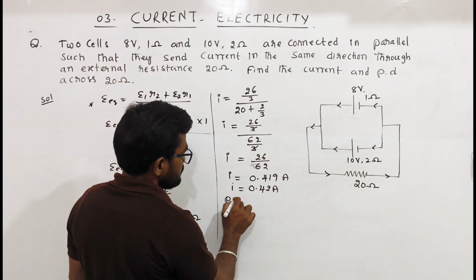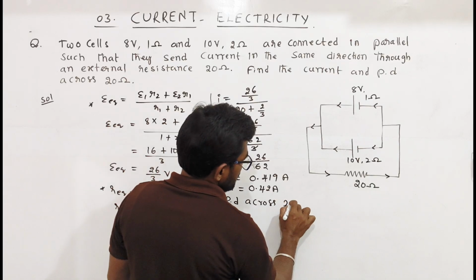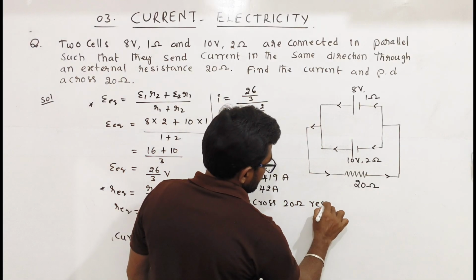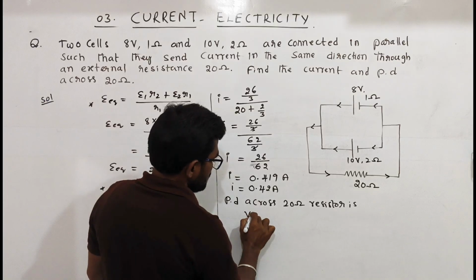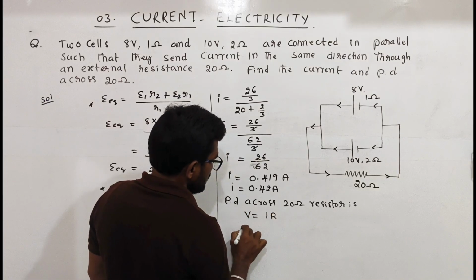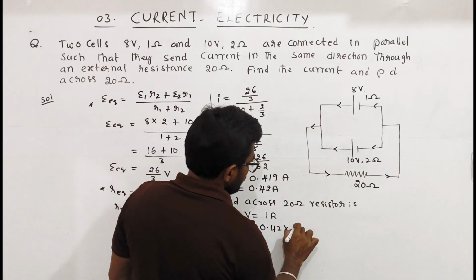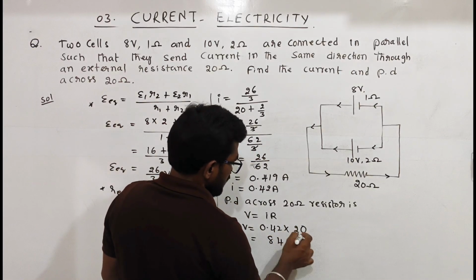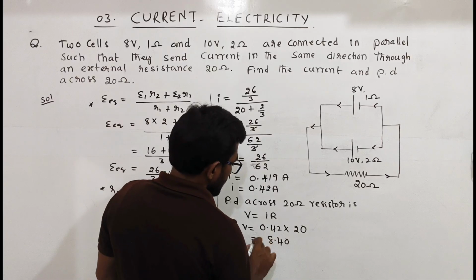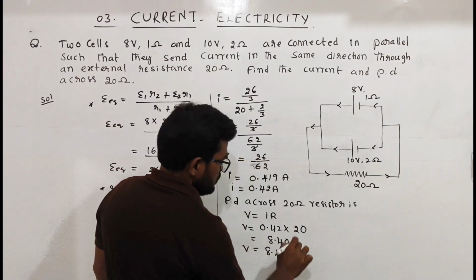Then the potential difference across the 20 ohm resistor is V is equal to I into R formula. Then V is equal to I value 0.42 into R value 20. This will become 8.4. So V is equal to 8.4 volt.